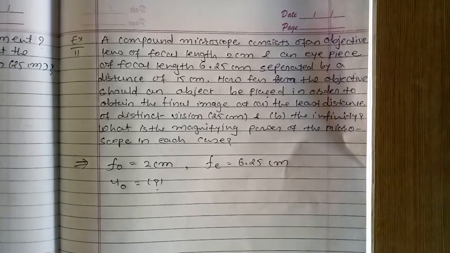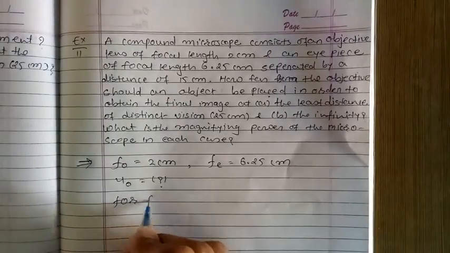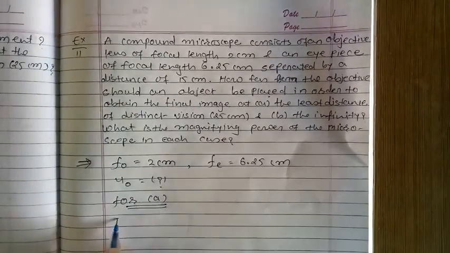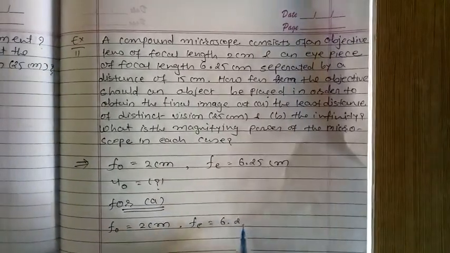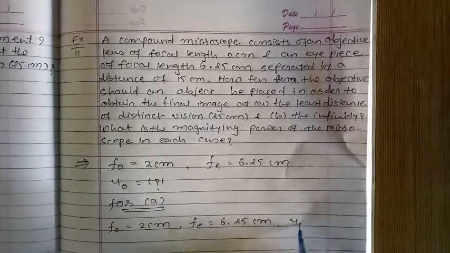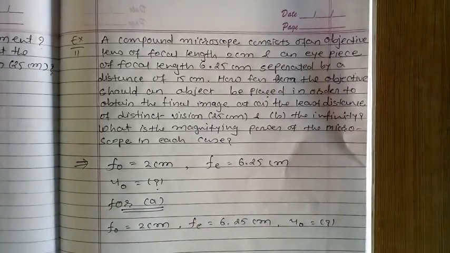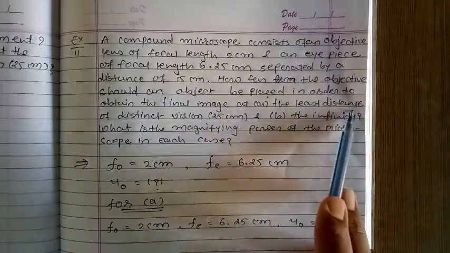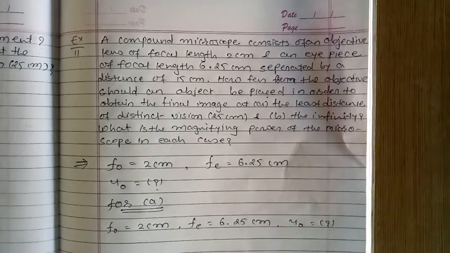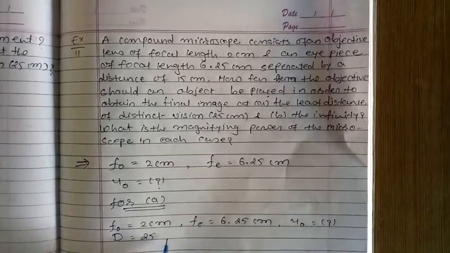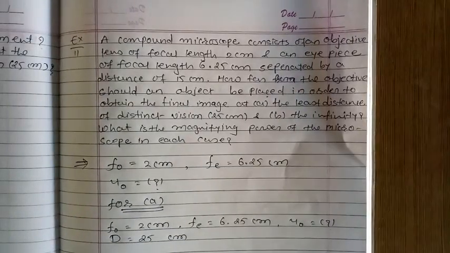Now first of all we discuss case 1. So for A, case 1, we have FO 2 cm, FE 6.25 cm. We have to find the object distance, and the least distance of distinct vision is 25 cm, so we can say that D equals 25 cm.